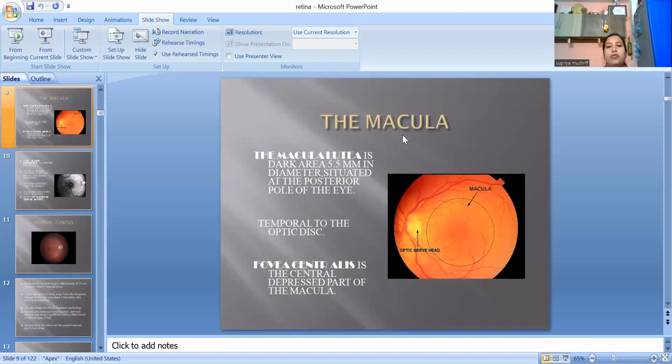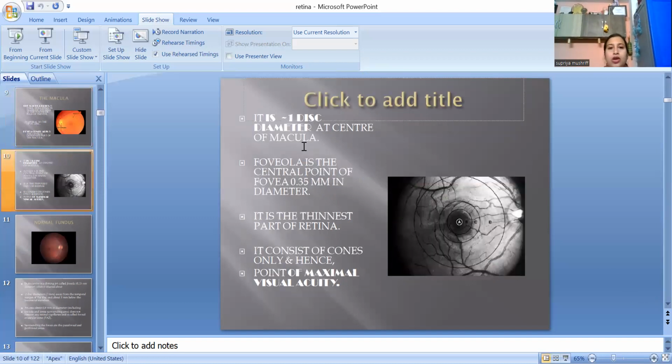So again, the anatomy of macula: the macula lutea is the dark area, 5 millimeter in diameter, situated at the posterior pole of the eye, and it is situated temporal to the optic disc. Fovea centralis is the central depressed part of the macula. Now it is 1 disc diameter at the center of the macula. Now central to the fovea is the foveola, which is again the central part of the fovea centralis. Now macula has a central part which is 1.35 millimeter, which is the fovea, and again central to it is the foveola, which is the central point of the fovea and is 0.35 millimeter in diameter.